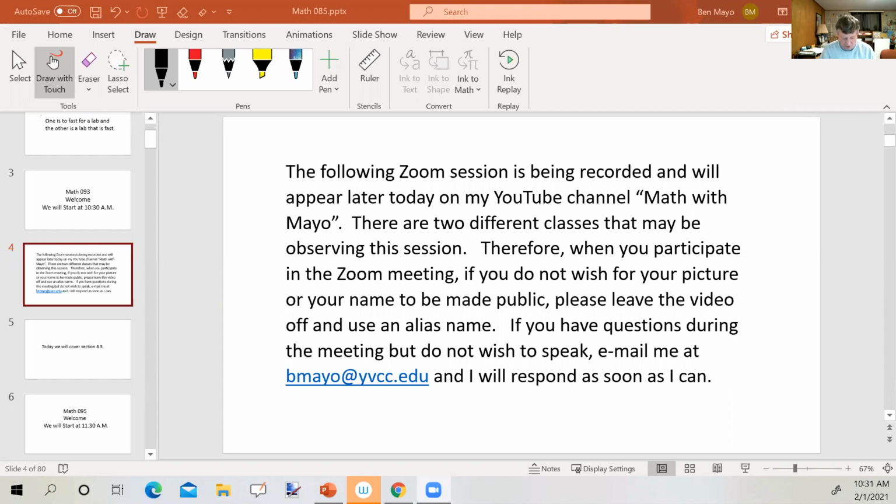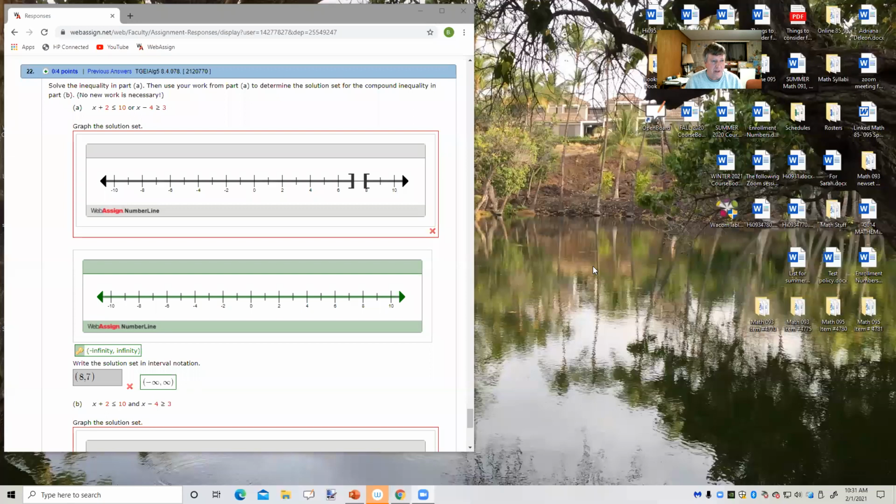Okay, we're going to start with several questions. The first one I'm going to put up on the screen. They have to do with inequalities and graphing compound or double inequalities. So I'm looking at 22, part A, and it says x plus 2 less than or equal to 10, or x minus 4 greater than or equal to 3. So let's go back and look at those.